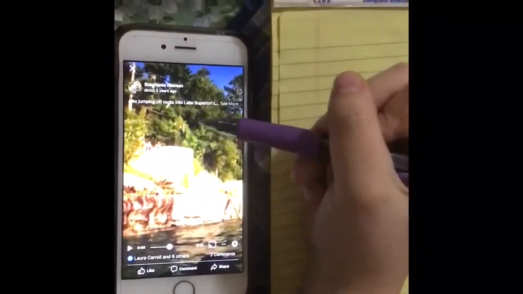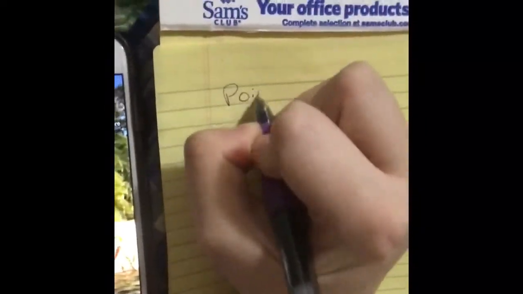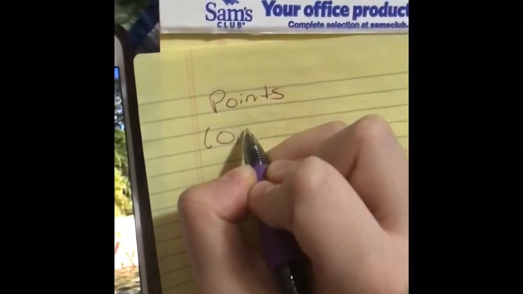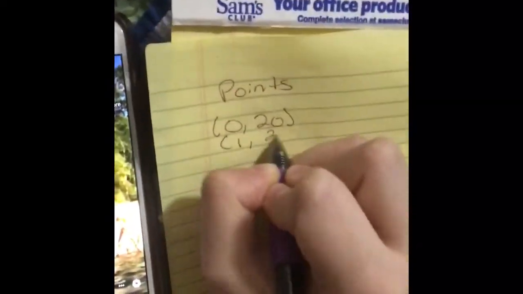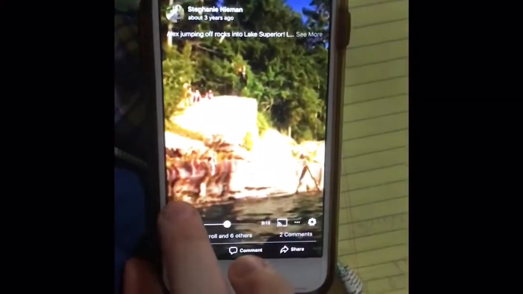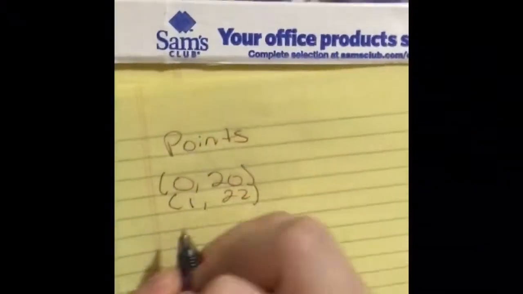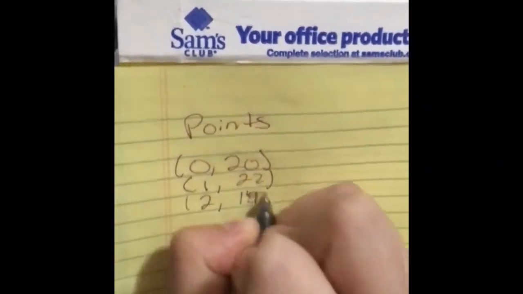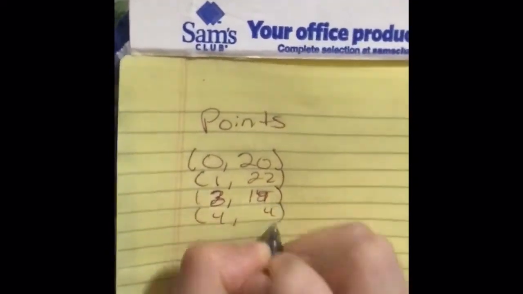So I took this video. I had to identify my points. My X was the time, my Y was the height she was at. So I started with the starting point, which was 0 seconds. She was 20 feet up out of the air. Then at 1 second, 3 seconds, 4 seconds, and 5 seconds, I figured out what height she was in.